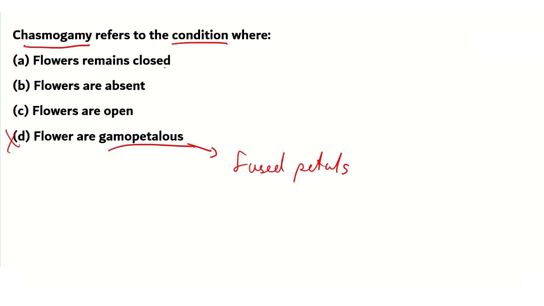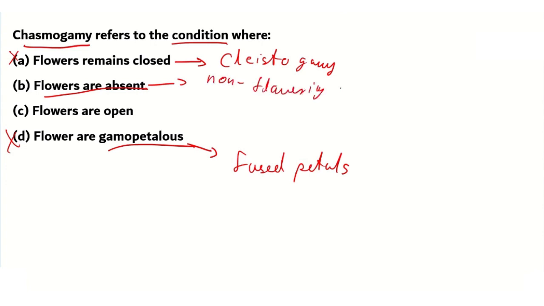Option A says that flowers remain closed in chasmogamy. Now, this is the direct opposite of chasmogamy. Flowers remaining closed is what we call cleistogamy, and this is the condition that favors inbreeding and also self-fertilization. That means autogamy. So option A is incorrect. What about option B? Flowers are absent. When flowers are absent in plants, we call them non-flowering plants. So option B is incorrect.